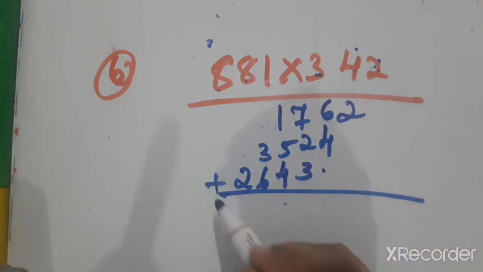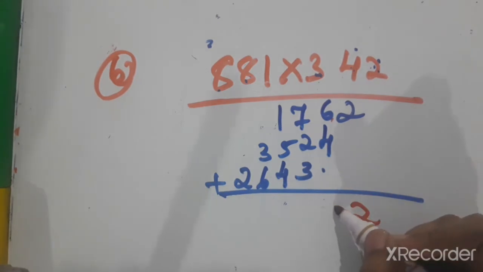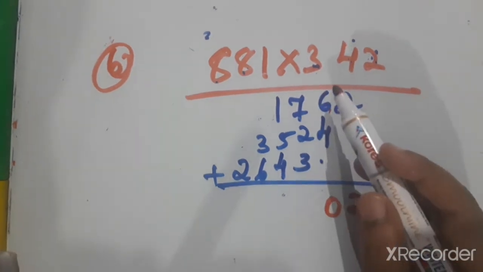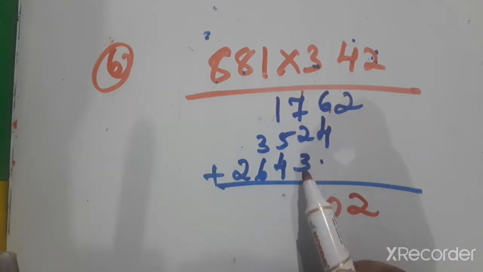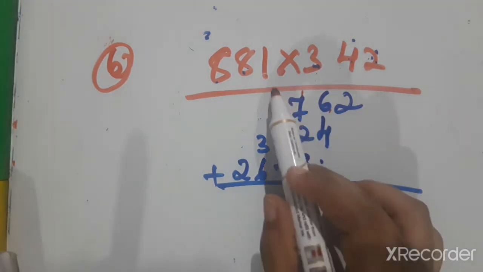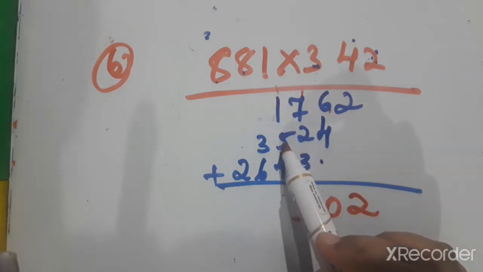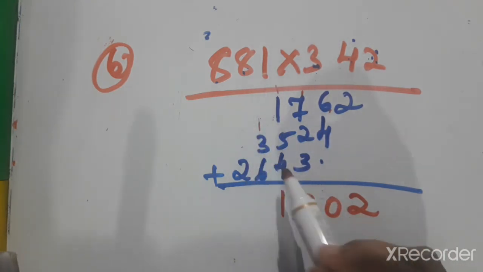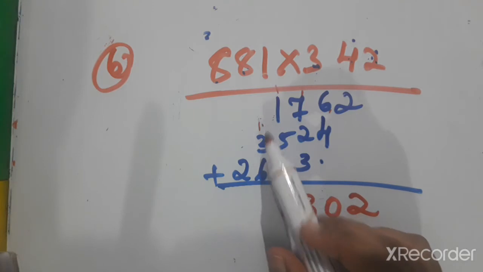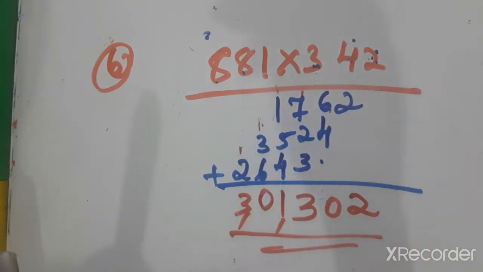Now add the total. 6 plus 4 is 10, means 0 here, 1 carry out to next place. 1 plus 7 is 8, 8 plus 2 is 10, 10 plus 3 is 13, 3, 1 carry out to next place. 1 plus 2 is 3, 3 plus 5 is 8, 8 plus 4 is 12... 11 means 1, 1 carry out to next place. 6 plus 3 is 9, 9 plus 1 is 10, 0, 1 carry out to next place, 3. Answer is 3,01,302.